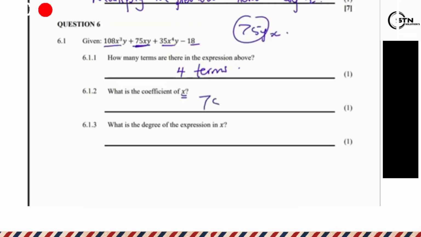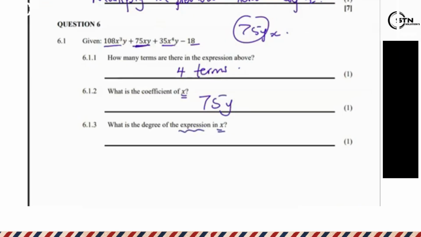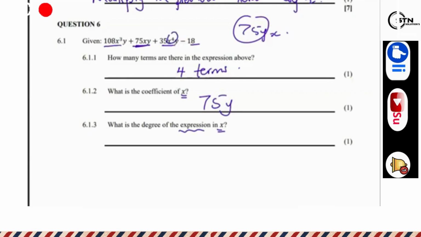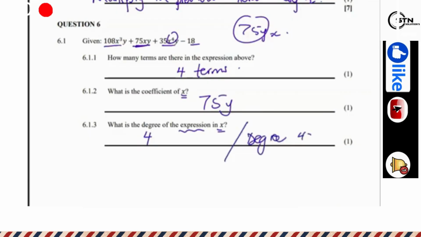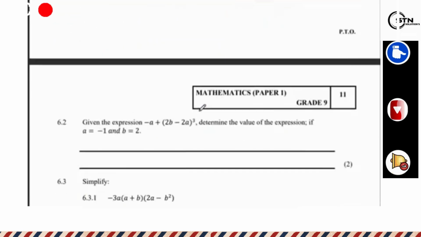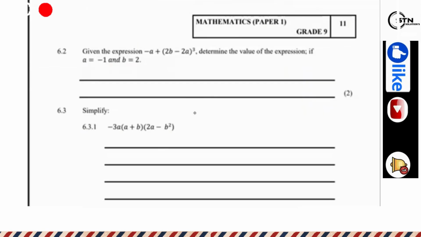If y is also part of it, because now this is going to be the same as 75y with x, this becomes the coefficient. So I'm going to make it 75y. And then what is the degree of the expression in x? Degree simply means the biggest exponent of x, which is going to be 4. It's the 4th degree, or you can say degree 4. No problem.